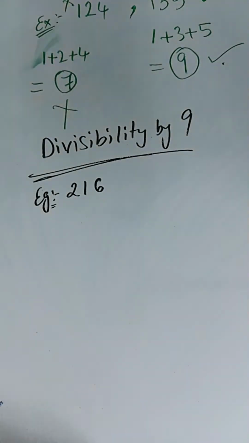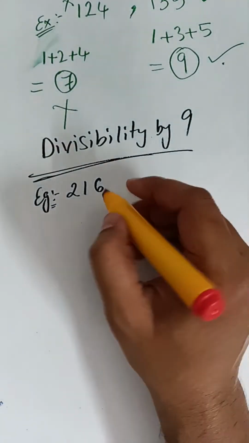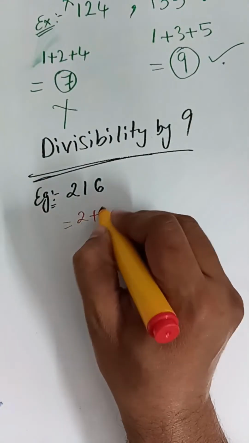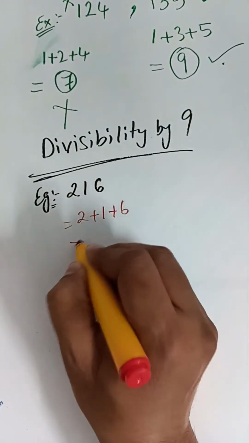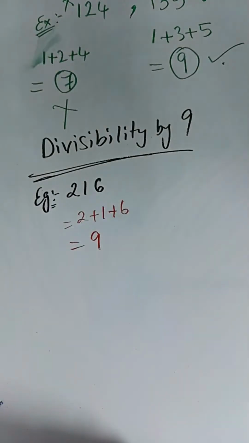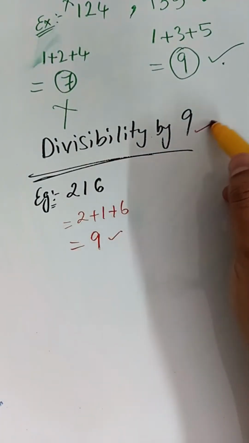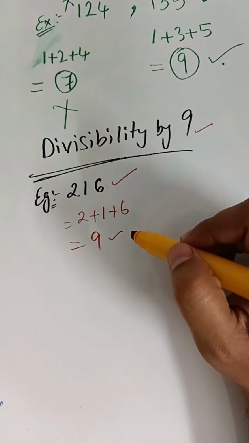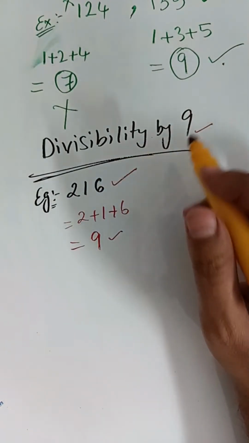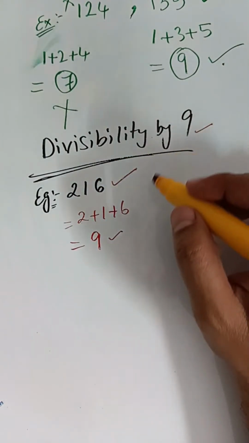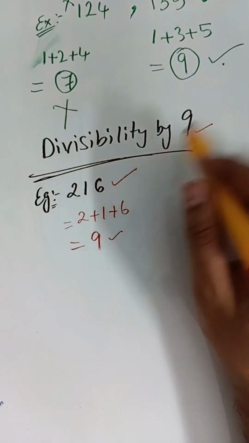216. Okay, if we add the digits, 2 plus 1 plus 6, we will get 9. So now 9 is divisible by 9, so 216 is also divisible by 9. It is the same rule as 3. Okay, the divisibility rule by 9 is also same as 3.